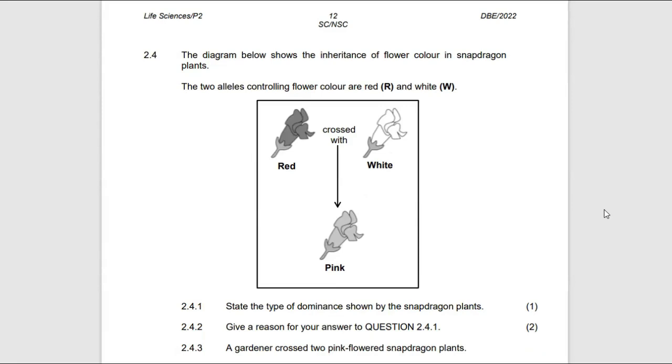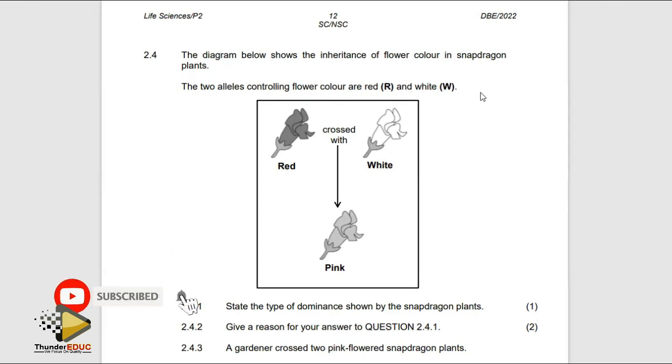Let's continue with question 2.4. It's about genetics. We know that many students find challenges with genetics. Question 2.4 from the National Senior Certificate, 2022, NCS. The diagram below shows the inheritance of flower color in snapdragon plants. The two alleles controlling the flower color are red and white.